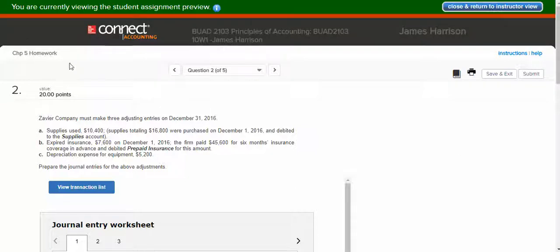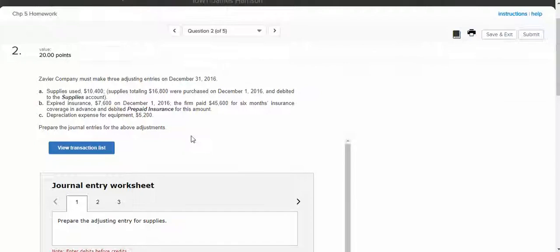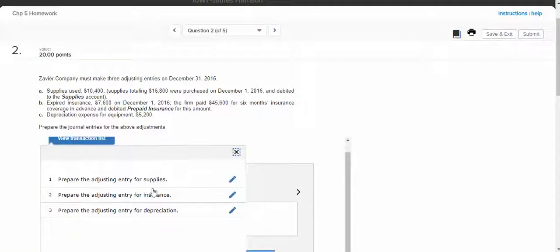Okay, here's week 5 homework question 2 of 5. Basically, in this assignment, the previous one we had to make journal entries, adjusting journal entries. Here we're going to make adjusting journal entries and we're going to post them to the ledger. So here's your transaction list.